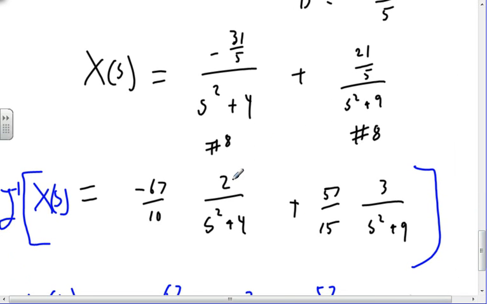I need a 2 there. So this is going to be 31 over 2. I don't see how that's going to be a 1/2 though. And this is going to be a 21, a 7 over 5. This is going to be a 7 over 5.